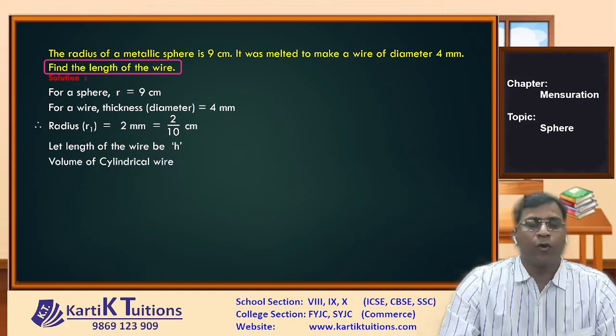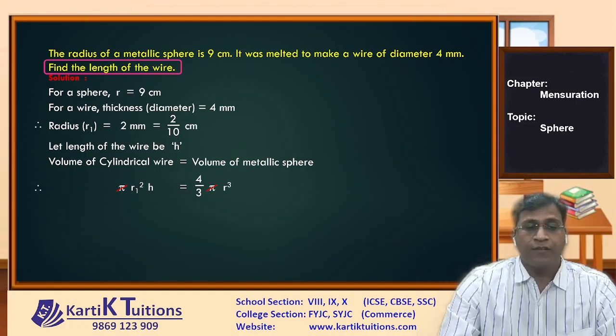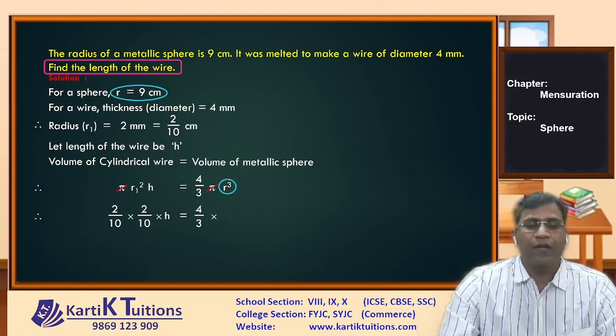Now, as we have discussed, volume of cylindrical wire is equal to volume of sphere. So basically, pi r1 square h is equal to 4 upon 3 pi r cube. Now pi gets cancelled. So we are left with what? R1 square h is equal to 4 upon 3 r cube. Now the value of R1 we know, it is 2 upon 10. So I can write 2 upon 10 into 2 upon 10. The value of h is not known, so it will remain as it is, is equal to 4 upon 3 into r cube. What is r? It is 9. So basically it will become into 9 into 9 into 9.